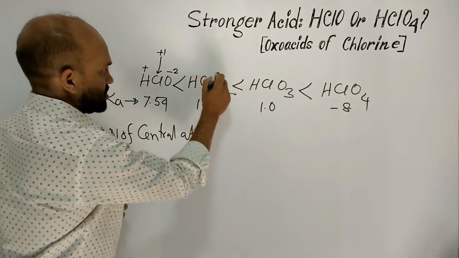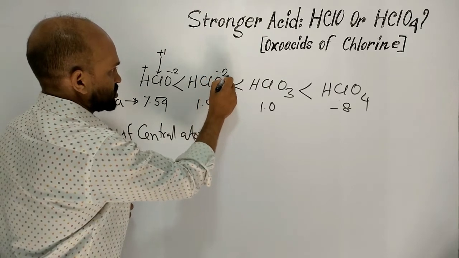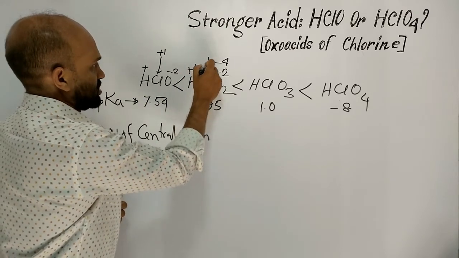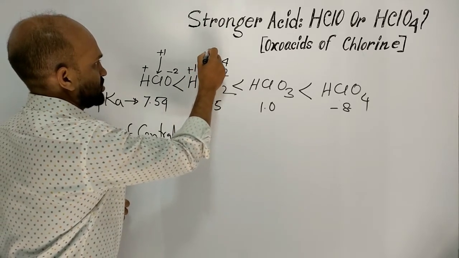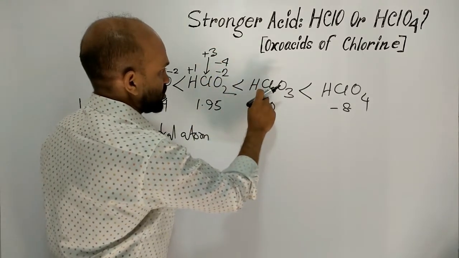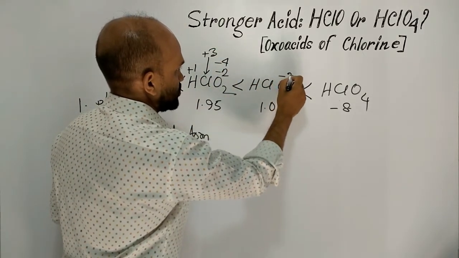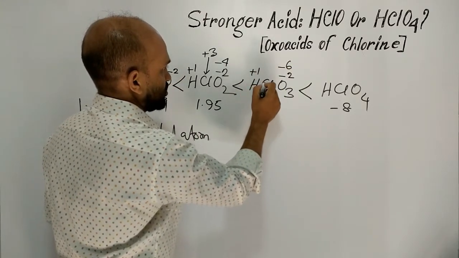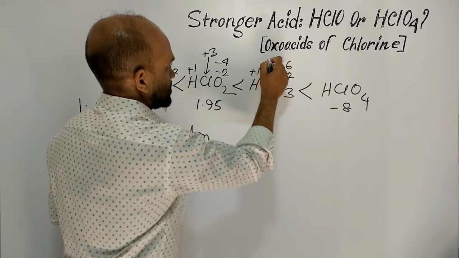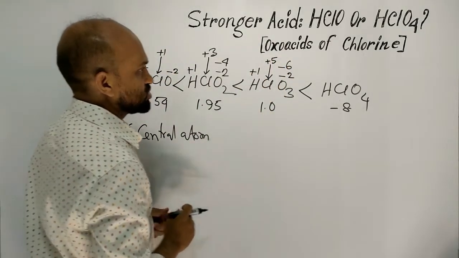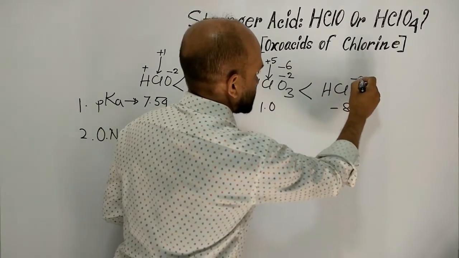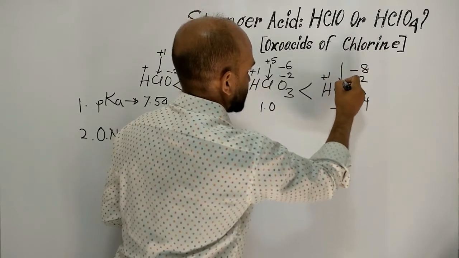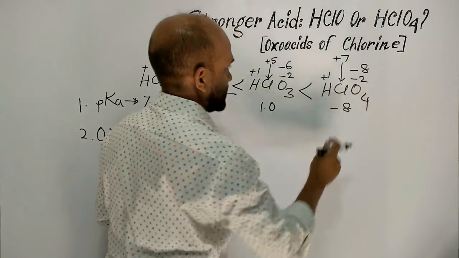In this case, the oxidation number of oxygen is -2, total -4, hydrogen +1. So chlorine is +3. In case of chloric acid, oxygen -2, total -6. The oxidation number of hydrogen is +1. So here, chlorine is +5. In case of perchloric acid, oxygen -2, total -8, hydrogen +1. So for chlorine, this is +7.